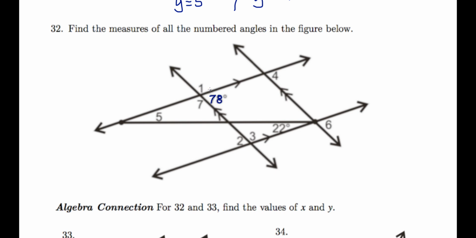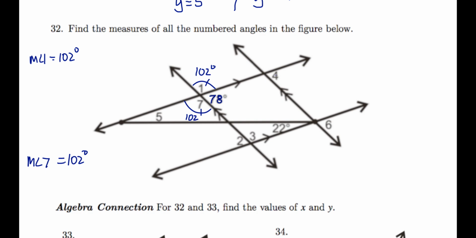So angle 1 and angle 78 right here. Oh, it's a linear pair. This is supplementary right here. So what plus 78 is 180? That's 102. So measure of angle 1 is 102. 7 and angle 1, this is a vertical pair of angles. So 7 is 102. So measure of angle 7 is 102.